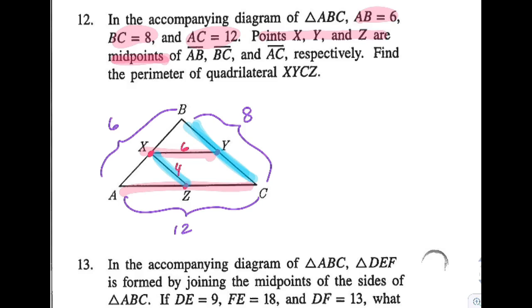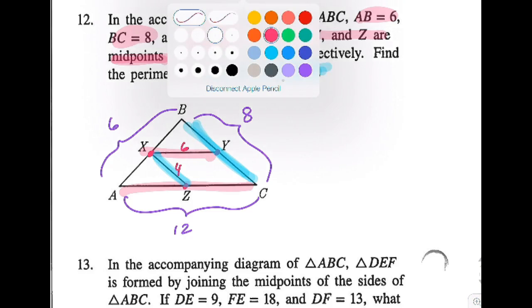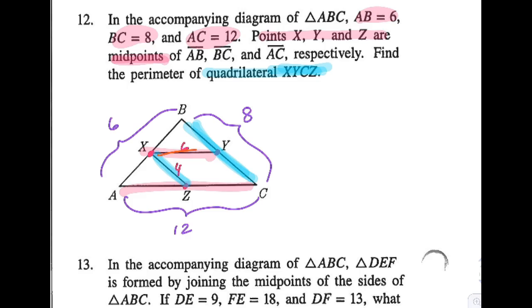It wants us to know the perimeter of XYCZ. XYCZ is this parallelogram right here. Opposite sides of a parallelogram are equal, so we have 6 plus 4 plus 6 plus 4, which is 20.